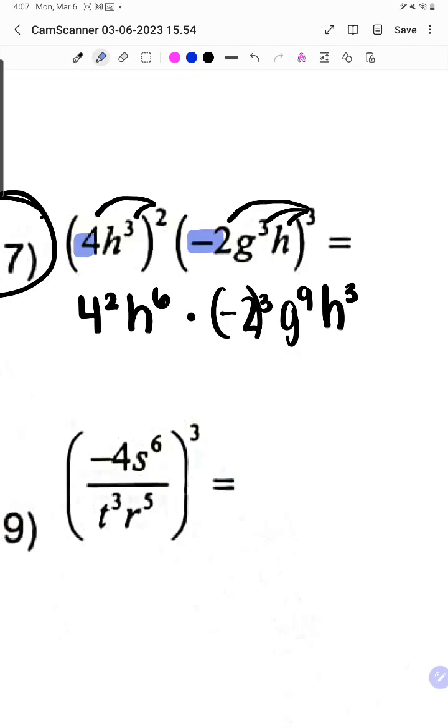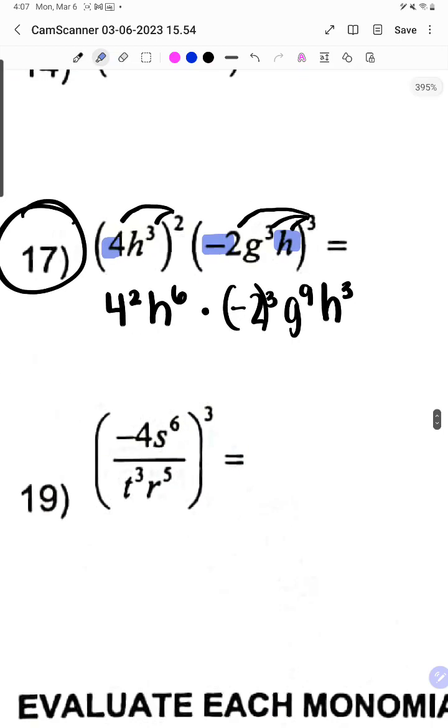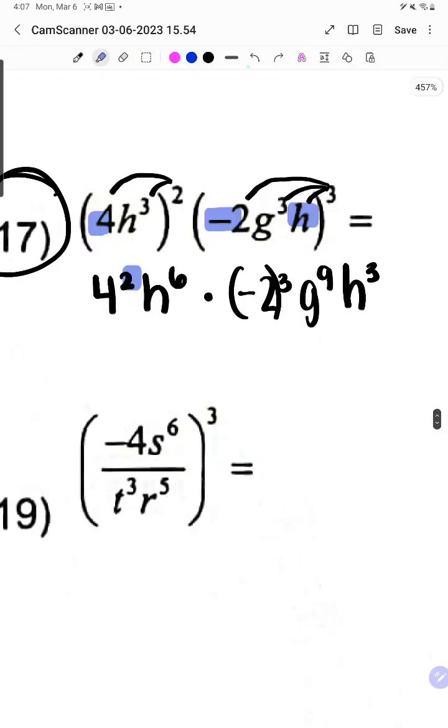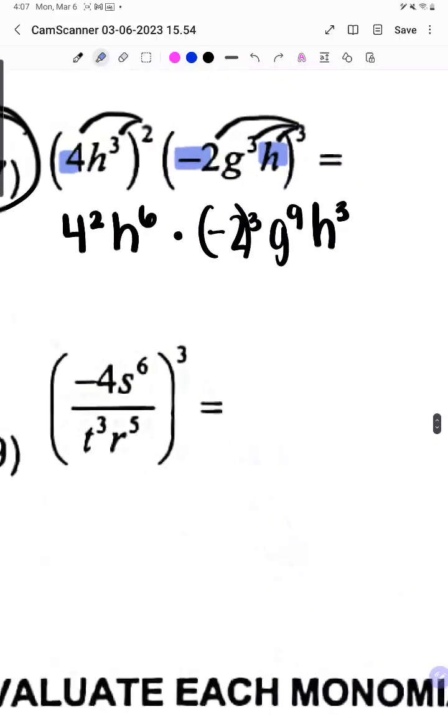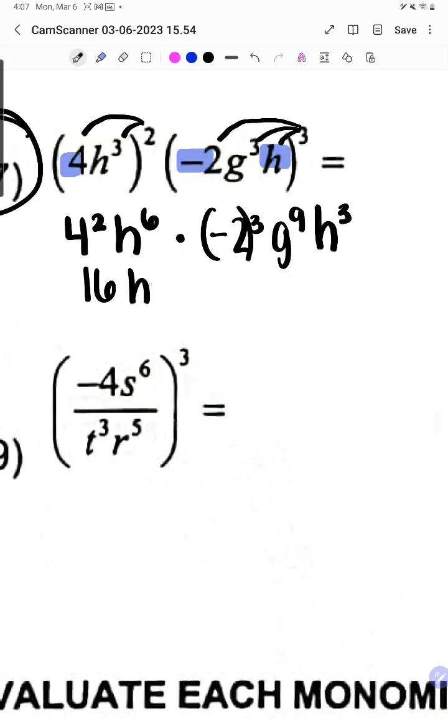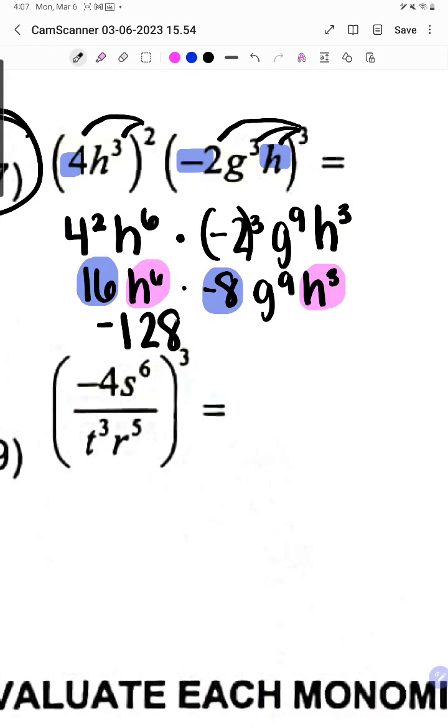These values all have an understood exponent of 1, and that's why they all are being squared now, or cubed. So 4 squared is 16. We have h to the 6th. Negative 2 to the 3rd is going to be negative 8. G to the 9th, h to the 3rd. I'm going to combine like terms now, so I'll do 16 and negative 8, and I'll do h to the 6th and h to the 3rd. So 16 times negative 8 is going to be negative 128.